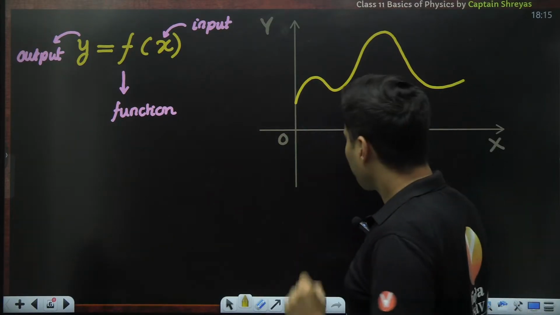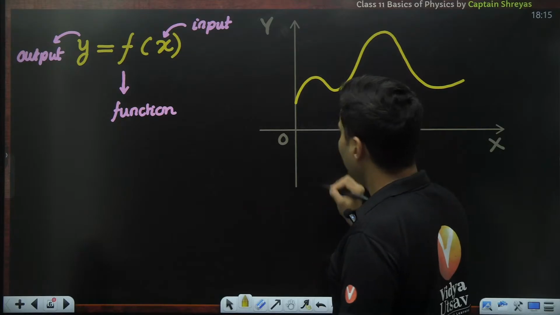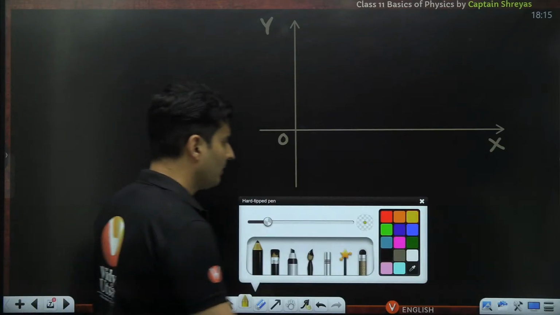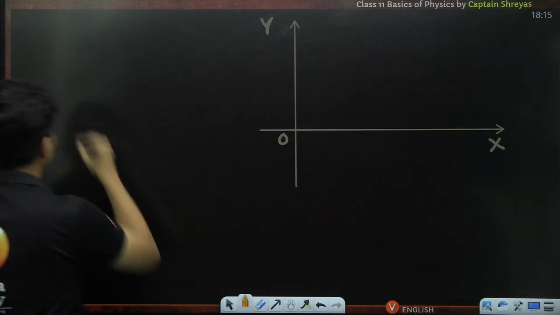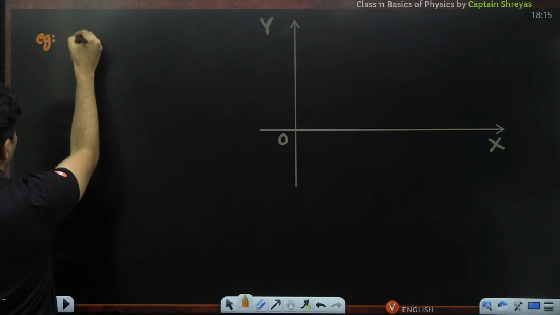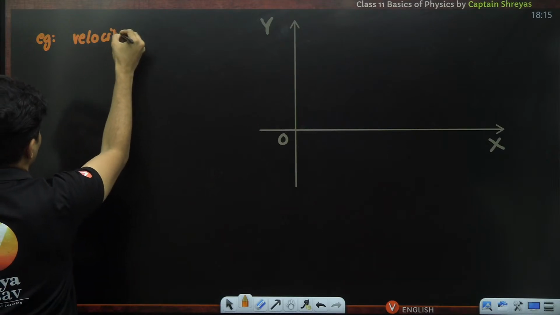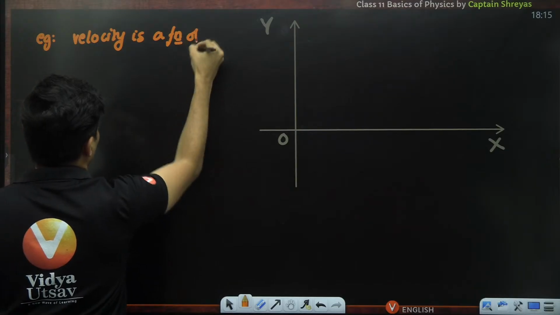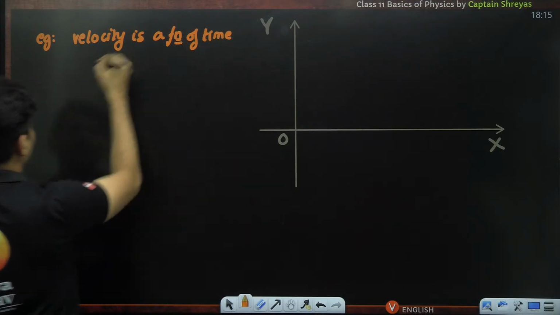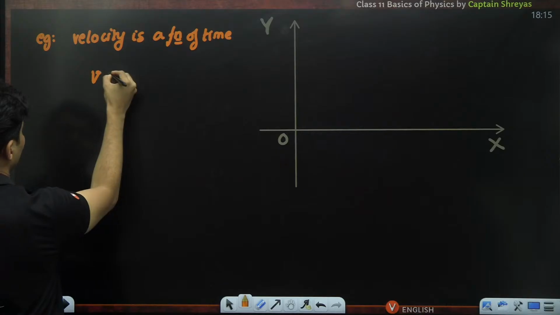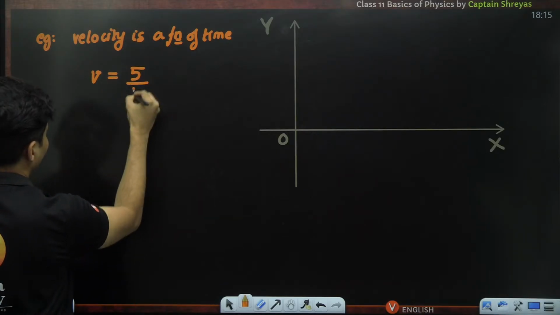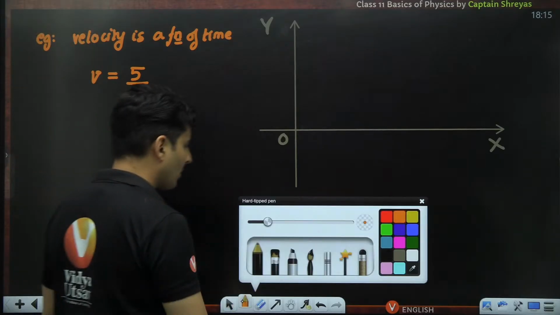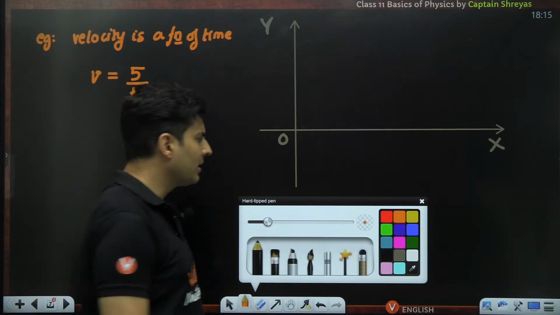Okay, now that you understand this much, say for example I tell you, hey, listen, the velocity is a function of time. And I tell you the velocity looks like this: v is equal to 5 by t. Just like that, I have put a function. How will that graph look if you start thinking about it?